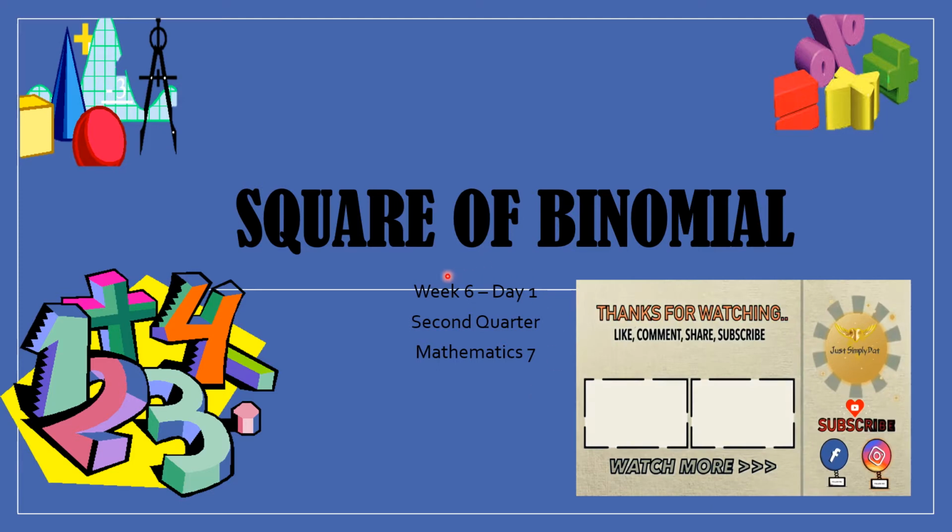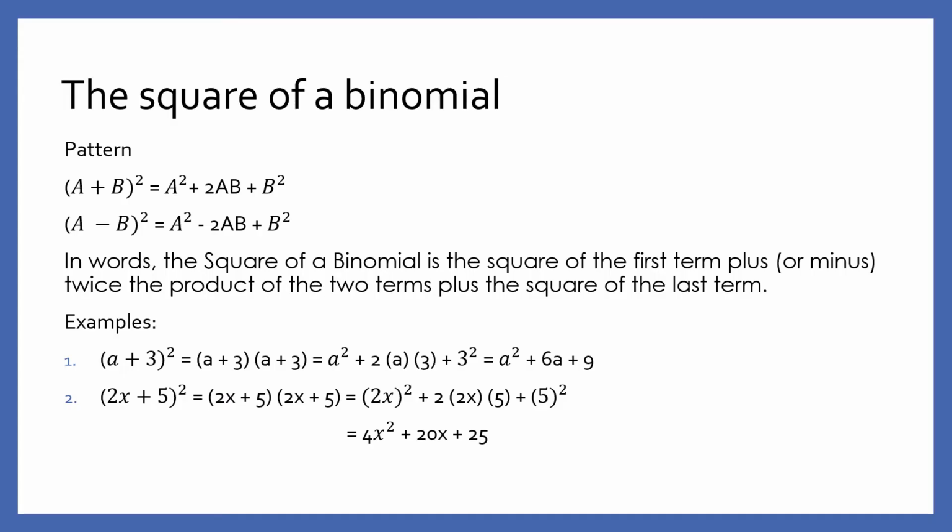Our lesson for today is about square of binomials. This is week 6, day 1 of the second quarter. This square of binomial has a pattern. Quantity (a + b) squared is equal to a squared plus 2ab plus b squared. Or when it's negative, quantity (a - b) squared is equal to a squared minus 2ab plus b squared.